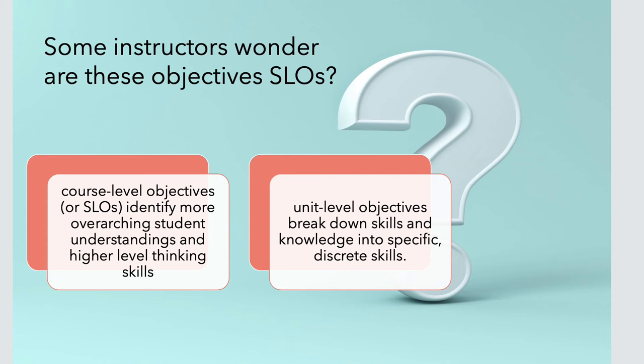Some instructors wonder if these unit objectives are SLOs, and while they are outcomes, course-level objectives, or SLOs, identify the more overarching student understandings and higher-level thinking skills. What is the course accomplishing? What are students walking away with after they've taken the whole course? Unit-level objectives break down skills and knowledge into specific and discrete skills. So how are we building to the final outcome? What little pieces are the students mastering with each unit?